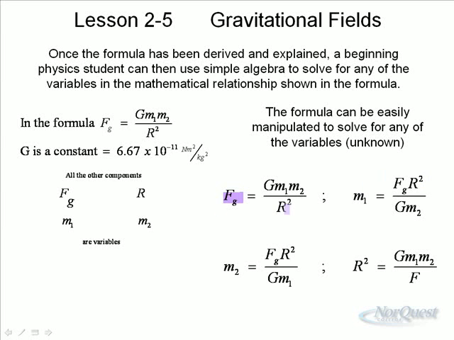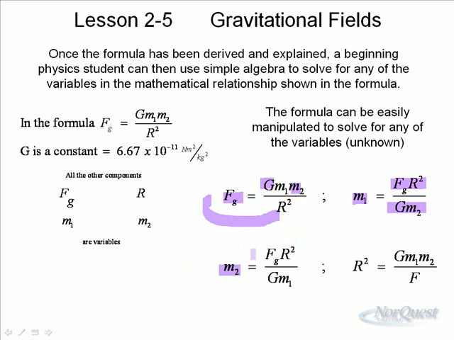We're solving for Fg. What if we wanted to solve for m1? Well, we would multiply both sides by r squared and divide both sides by G m2. And that would leave m1 by itself, and Fg r squared over G m2 would be on the right. So that's the manipulation for m1. For m2, same thing, except we would move m1 instead of m2. So here's the solution for m2. And if we want to solve for r squared, we basically just change these two.